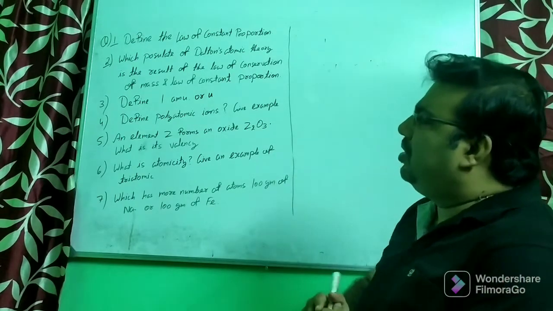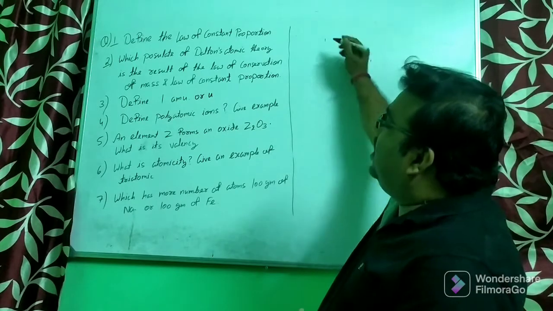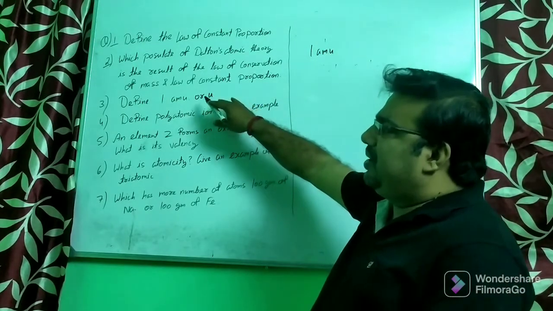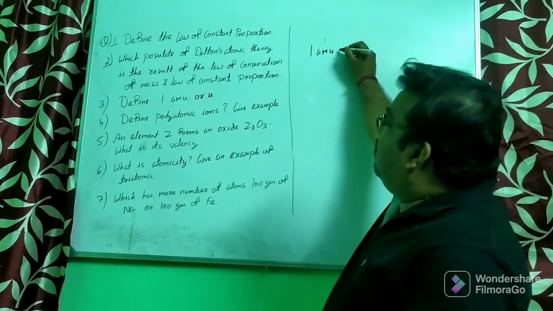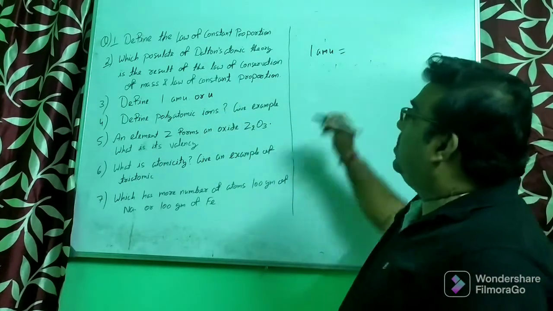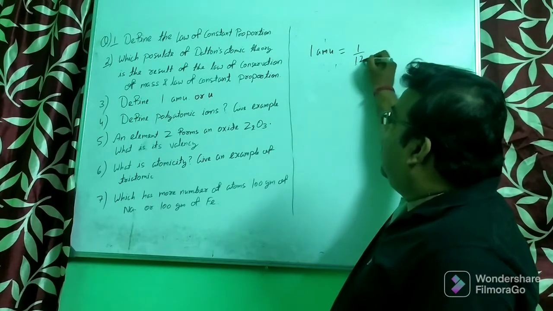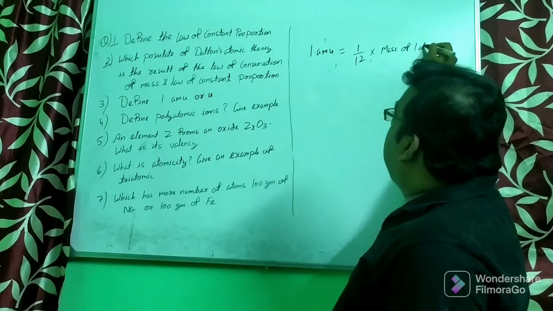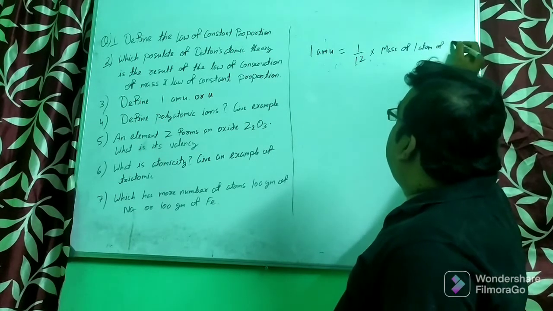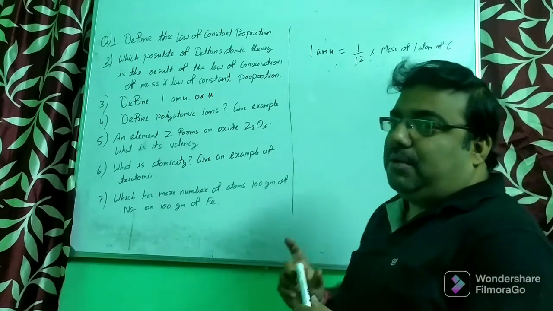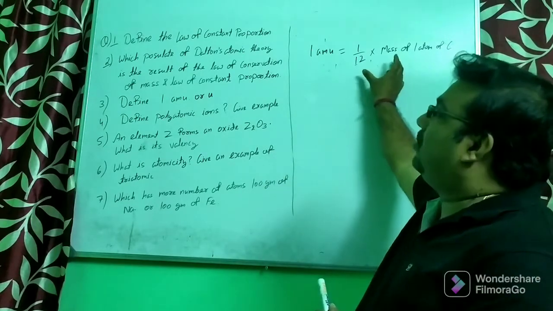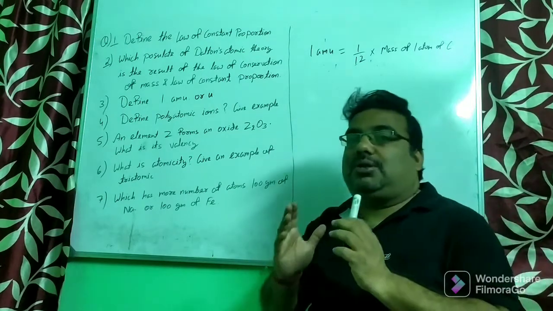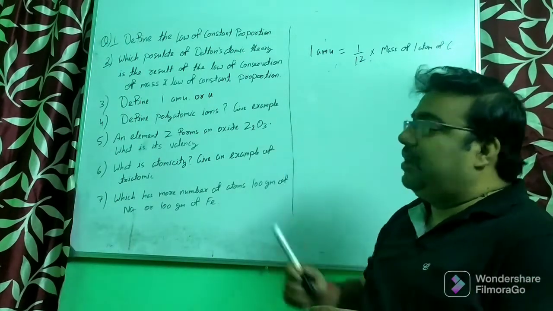Now we come to the third question. Define 1 AMU. 1 AMU, that is atomic mass unit, or it is u, that is unified mass. Things are the same. 1 AMU is the unit mass of 1/12 part of the mass of one atom of carbon. The 1/12 part of the mass of one atom of carbon is defined as 1 amu.